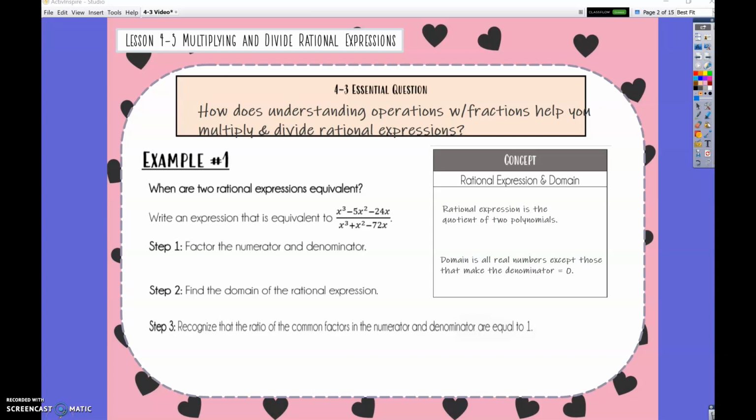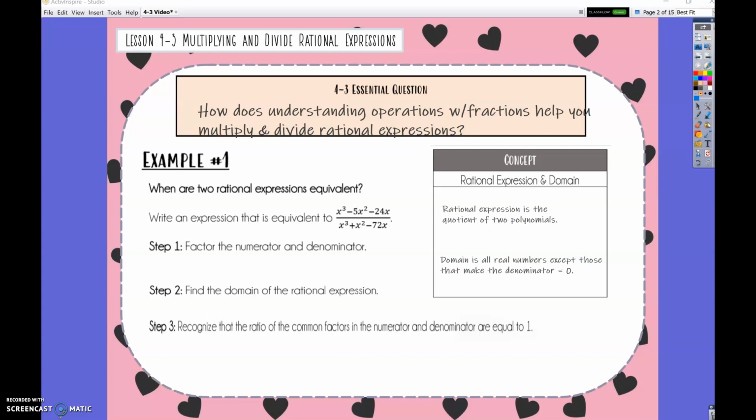In section 4.3, we're going to look at how understanding operations with fractions will help us multiply and divide rational expressions. Oftentimes students either shy away from fractions or struggle with them, so we're going to work with those skills and hopefully build them, but now use them in our rational expressions.